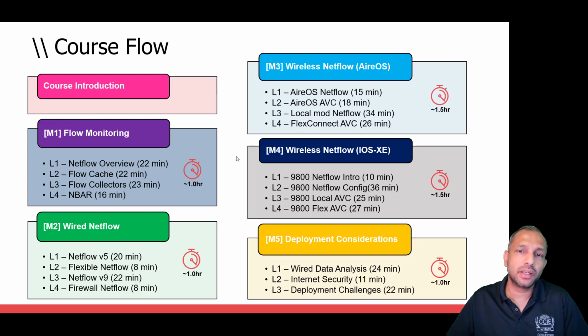And then modules 3 and 4, which are the core of this particular digital class. In module 3, I am focusing on the ROS NetFlow and AVC. And in module 4, I am focusing on 9800 NetFlow and AVC. If you are a Cisco wireless person, and you want to know how the configuration works and what the limitations are on this particular platform, these are the two modules you need to pay attention to.